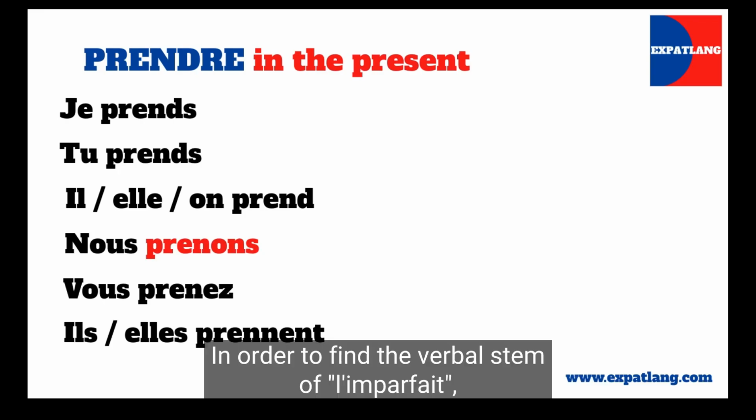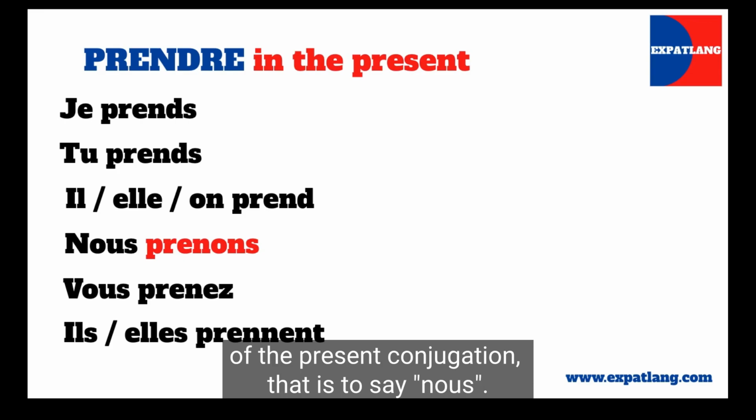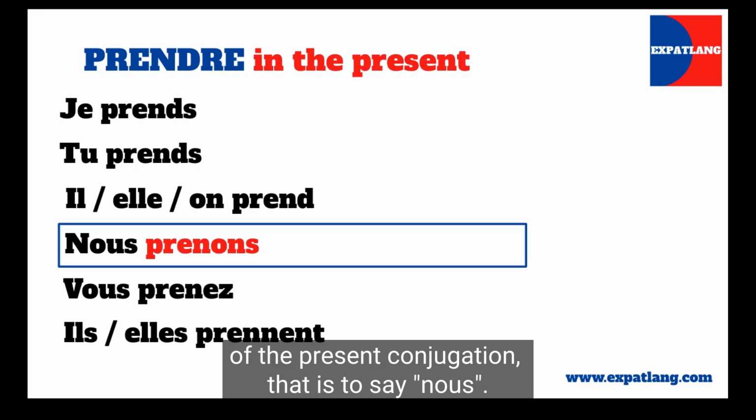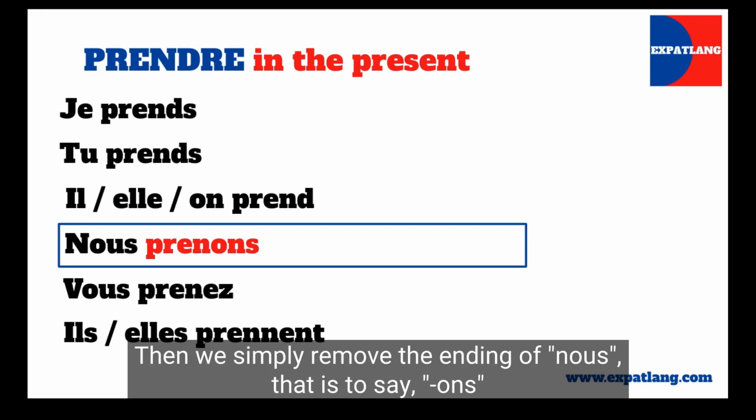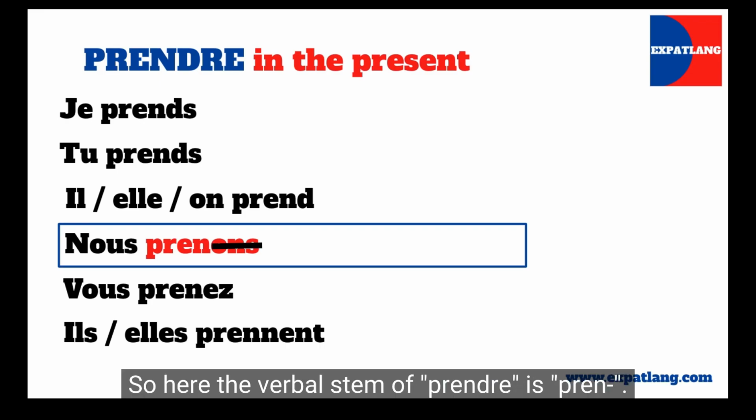In order to find the verbal stem of l'imparfait, we have to use the first person plural of the present conjugation, that is to say, nous. Then we simply remove the ending of nous, that is to say ons, and everything that's before this ending is the verbal stem for l'imparfait. So here, the verbal stem of prendre is prenne.